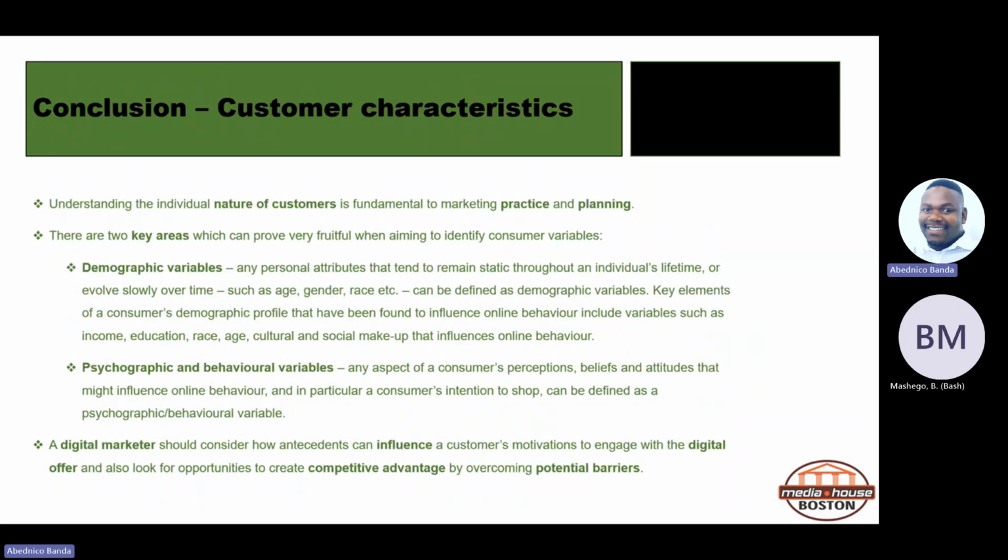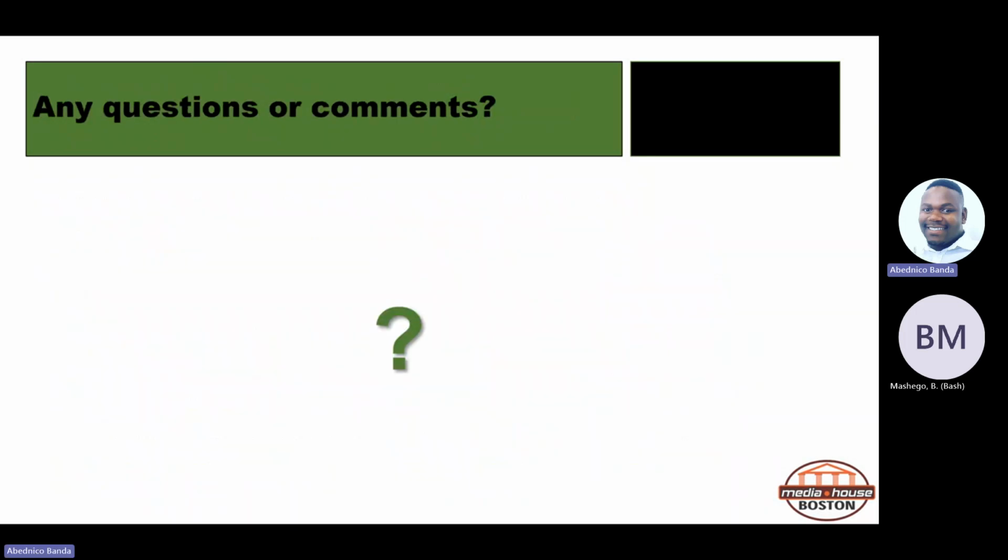So in conclusion, a digital marketer should consider how all these variables that we have discussed can influence a customer's motivation to engage with a digital offer, and look for opportunities to create competitive advantage by overcoming potential barriers. With all the information that your digital assets are offering, you can look for opportunities or capitalize on things that need to be improved, so that at the end of the day, you can have competitive advantage over your competitors.